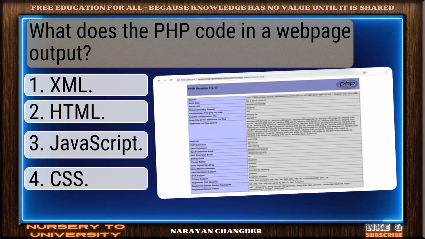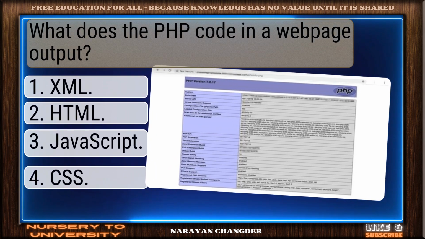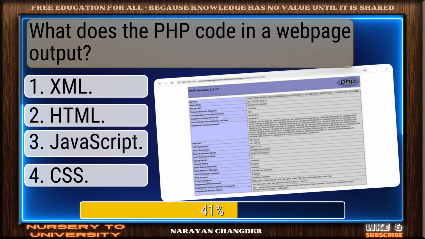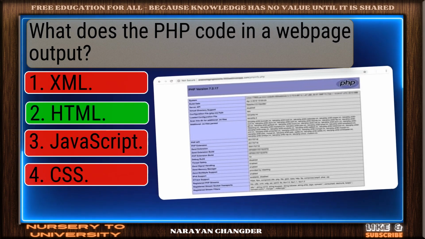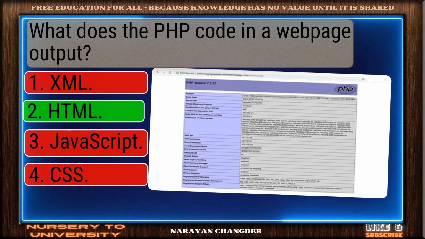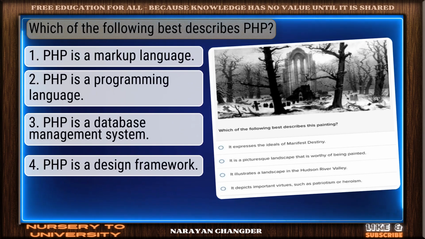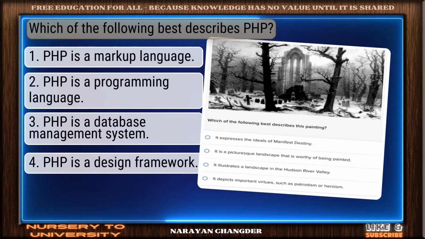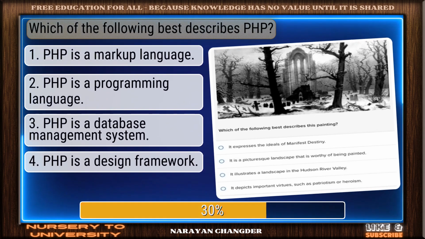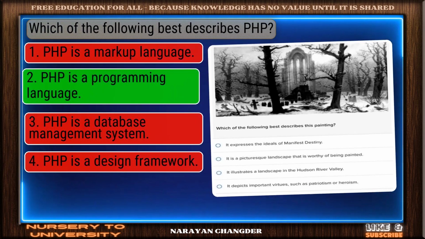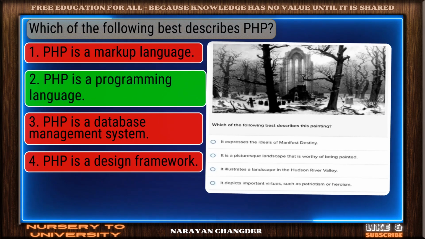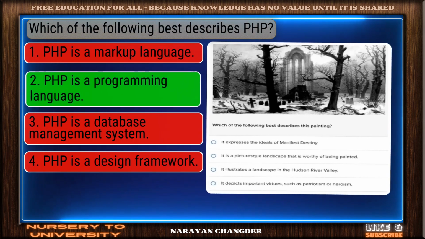Question number 31. What does the PHP code in a web page output? Valid point. HTML is true. Question number 32. Which of the following best describes PHP? On track. PHP is a programming language is the correct answer.